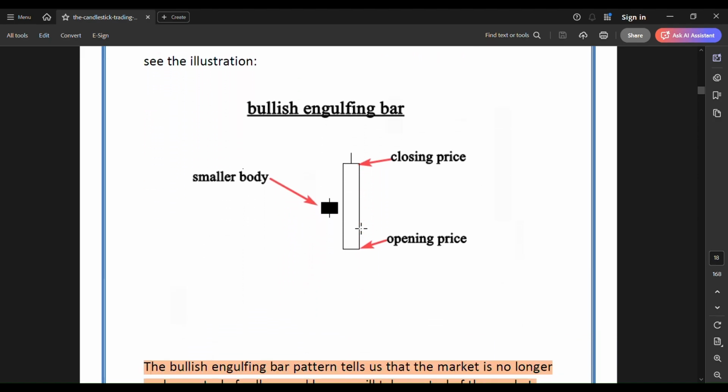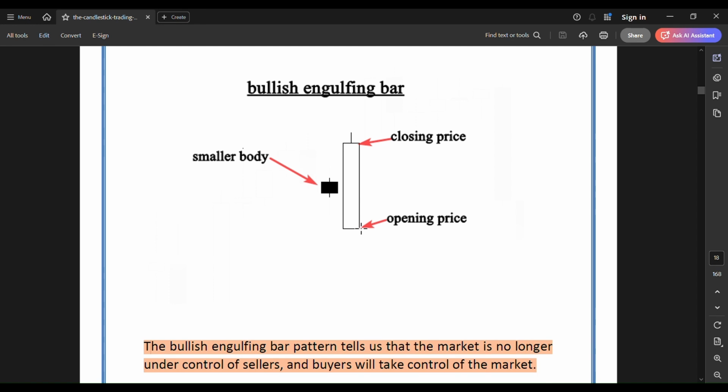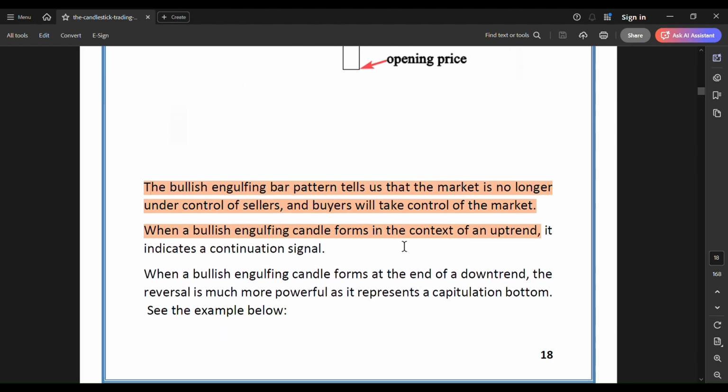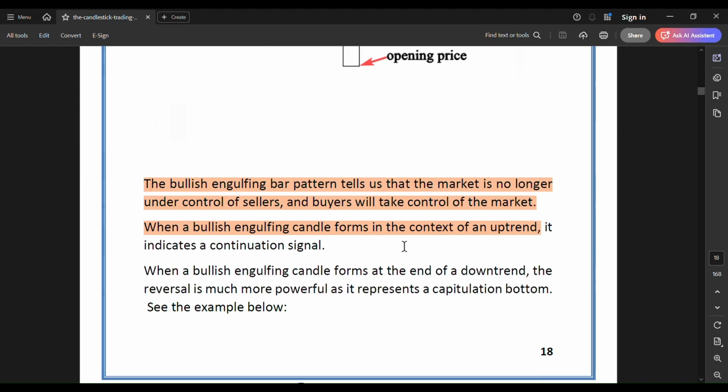So there's an example of a bullish engulfing bar. Again, in this case, price was falling, and then we have gotten this engulfing bullish bar, and then we anticipate price to go up. So the bullish engulfing bar pattern tells us that the market is no longer under control of sellers, and buyers will take control of the market.